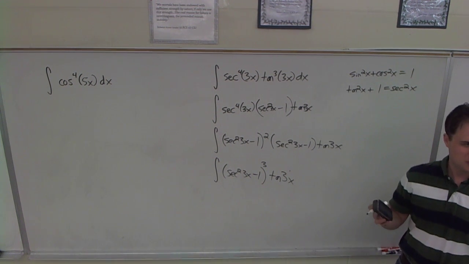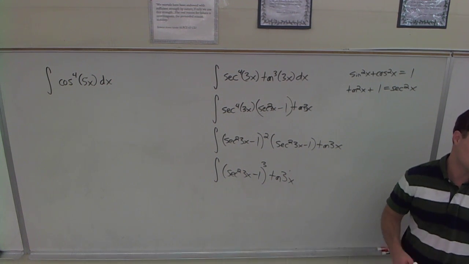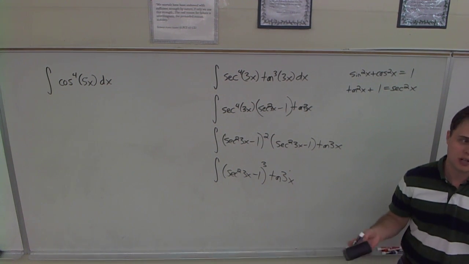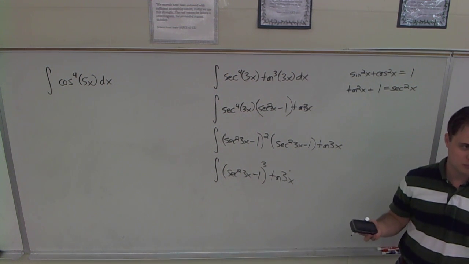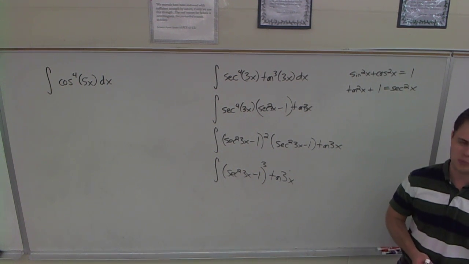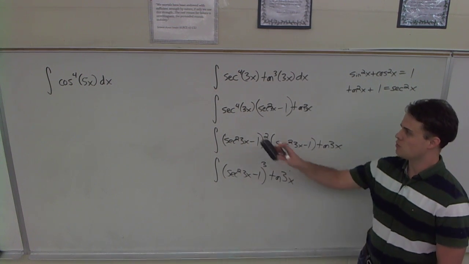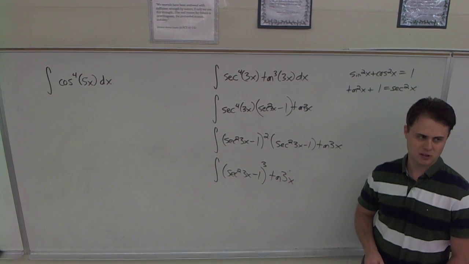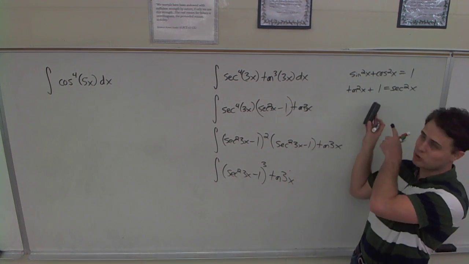The thing is, no matter what, what do we have to have outside if our approach is going to work? If we're going to make u tangent, then what do we have to have lurking outside? Secant squared. So can we get that somehow? We could back up to here, right? Don't we have a secant to the 4th right there? So maybe we should just leave one of those outside, you know what I'm saying? And make the other one do this kind of thing.